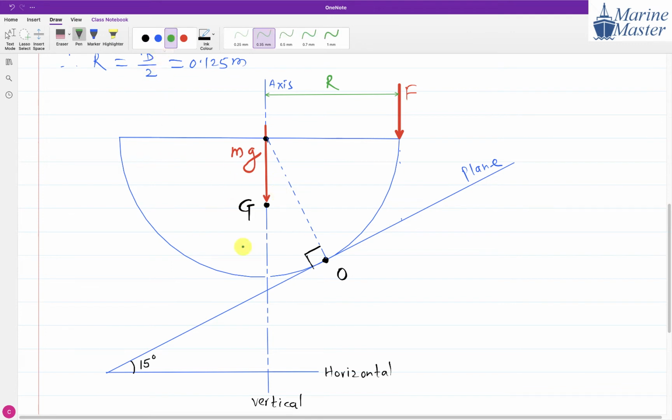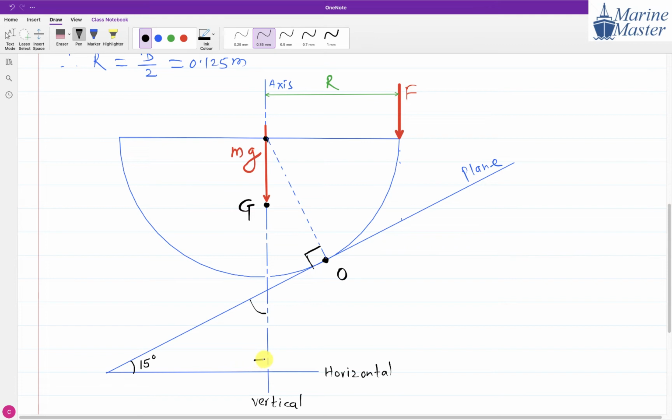What will be this angle? Tell me. One minute. What will be this angle? Can you tell me? This angle? Now, 75. Correct, 75 degrees. And how did we get 75 degrees?